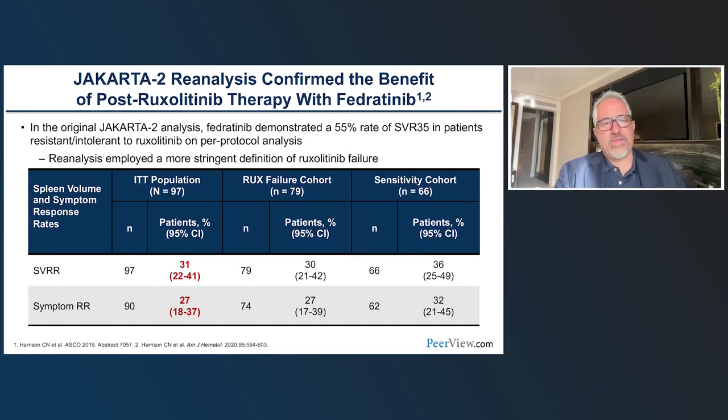Now, as we think about second-line therapy, fedratinib is a good approved therapy that can be helpful in the second line that frequently, I think, is underutilized in the United States and needs to be considered more. The JAKARTA-2 was a study that Dr. Harrison and I led that showed a response rate of roughly about 1 in 3 patients having a benefit for spleen and symptoms on those that had failed ruxolitinib.